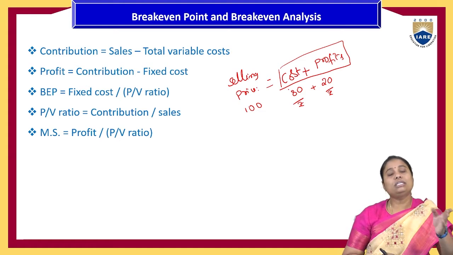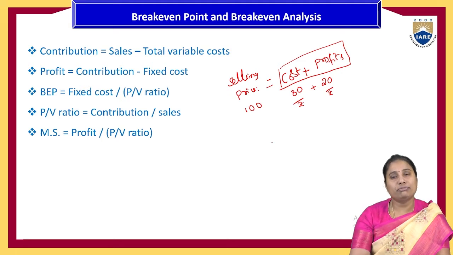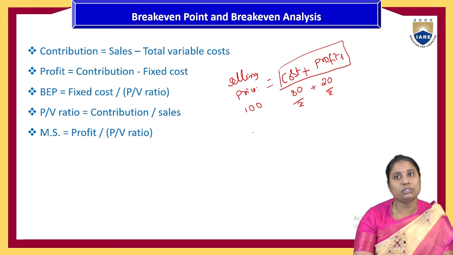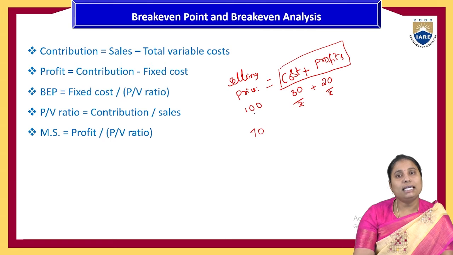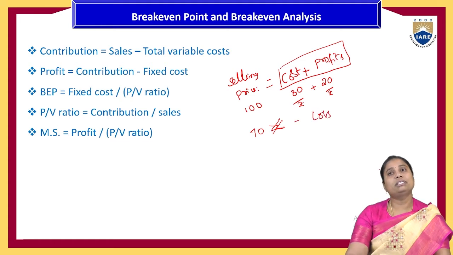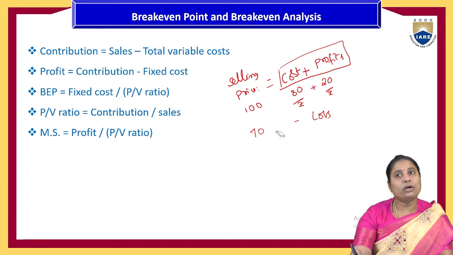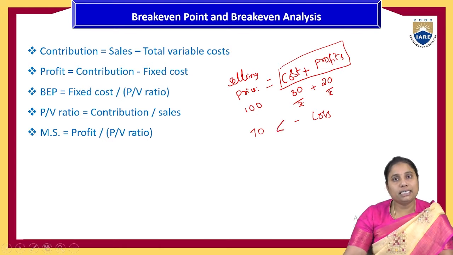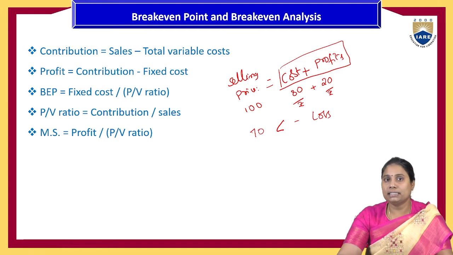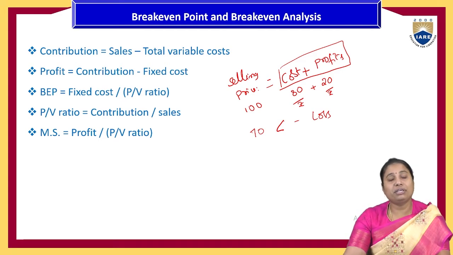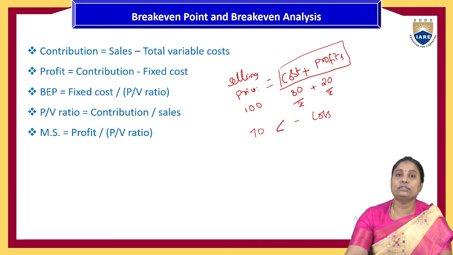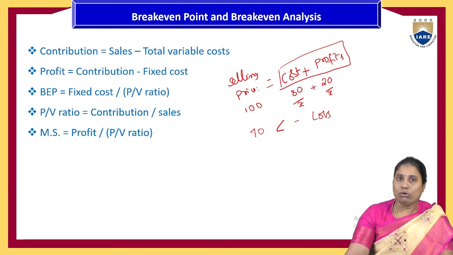If it is below the cost, for example, if they have sold at 70 instead of 100, now the selling price is less than the cost of that product, which means they got a loss. So if the selling price of any product is less than the expenditure incurred on that product, then we can say it is a loss. But in a prosperous way, we always seek that the selling price should be more than the cost.